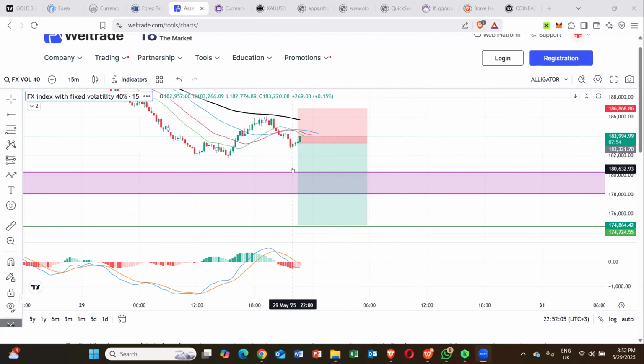Okay, let's forget that. Let's do something else. Let's go to the charts. I want to show you how to draw support and resistance on the chart and how you can take a trade with it. So this is the trade we took. It's still running in negative.